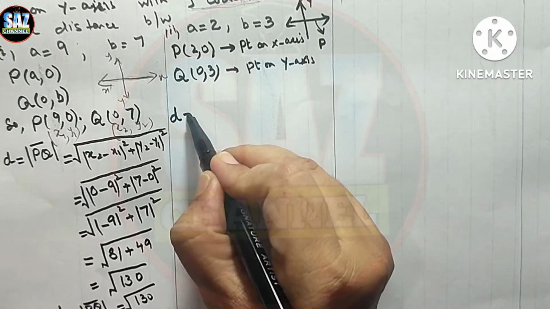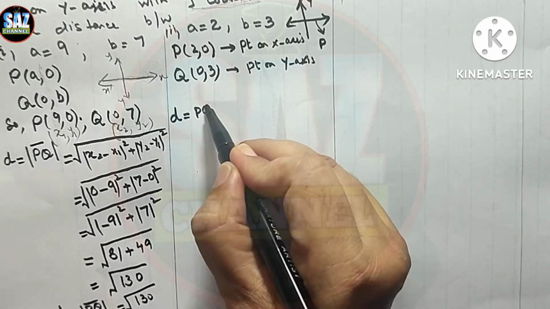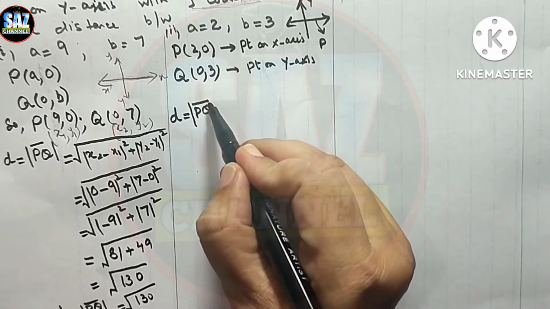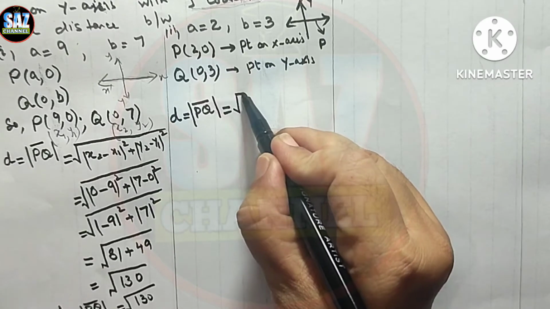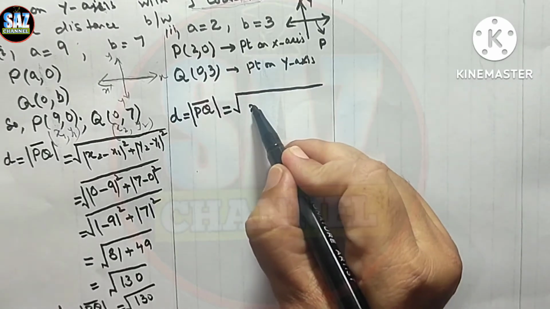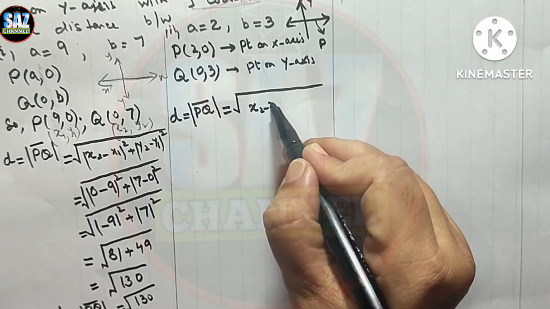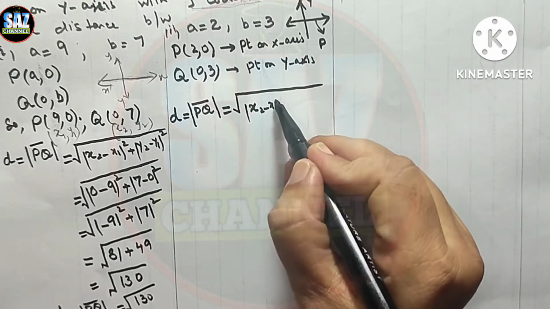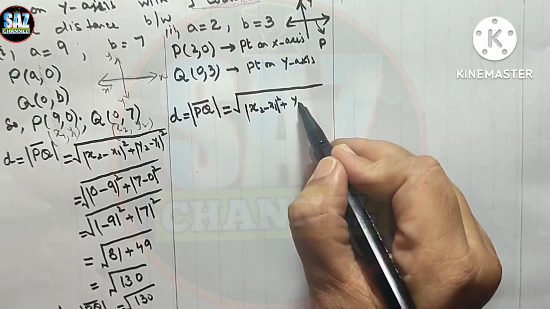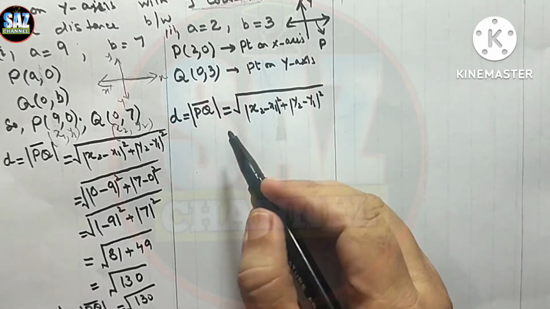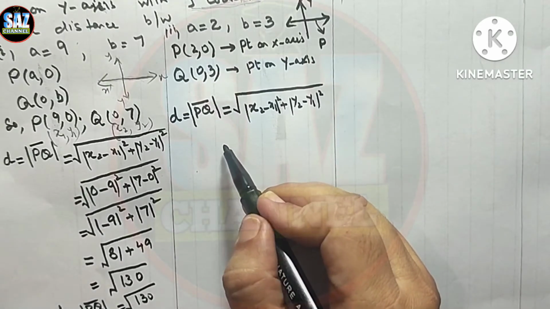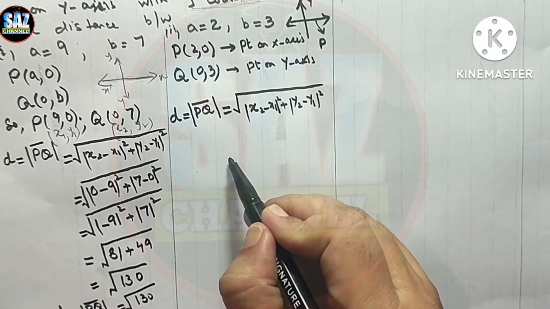D equals PQ, and we have to take the absolute value of this. Here we have to write down the formula: the square root of (x2 minus x1) whole square plus (y2 minus y1) whole square. We put this sum of the square differences of x and y under the square root.